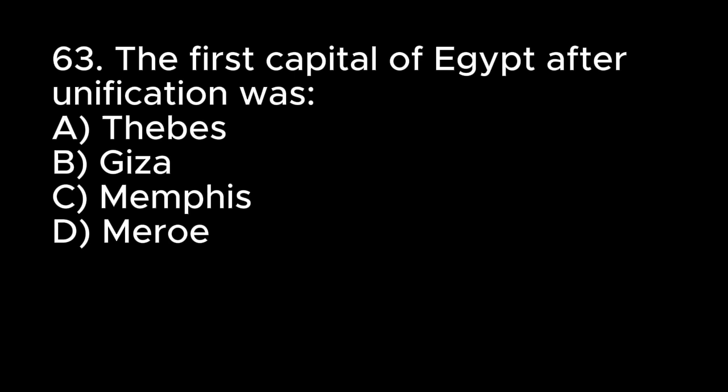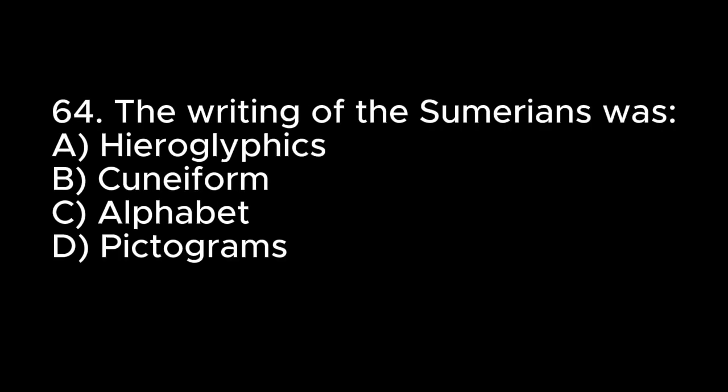A. Thebes. B. Giza. C. Memphis. D. Meroe. Answer: C. King Menes established Memphis. 64. The writing of the Sumerians was A. Hieroglyphics. B. Cuneiform. C. Alphabet. D. Pictograms. Answer: B. Sumerians invented cuneiform.